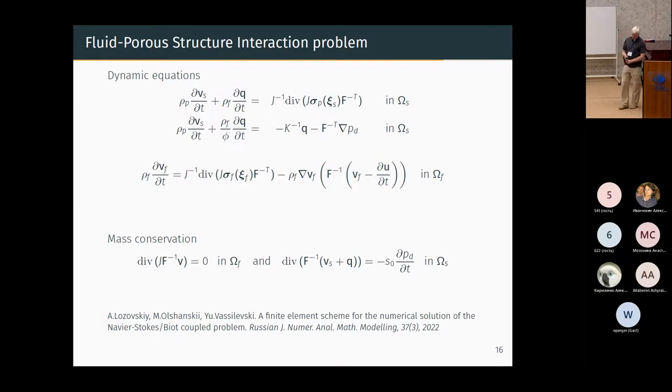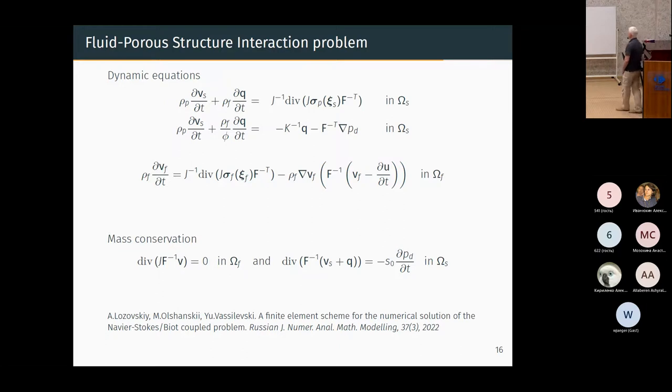And the equations are more difficult. This is the so-called Biot model. We have two equations in the structure, not only the dynamic elastic equation, but also a kind of Darcy type equation. They are interactive with each other. And again, we have these extra terms J and F here because we write these equations in a steady reference domain. This is the standard momentum equation.